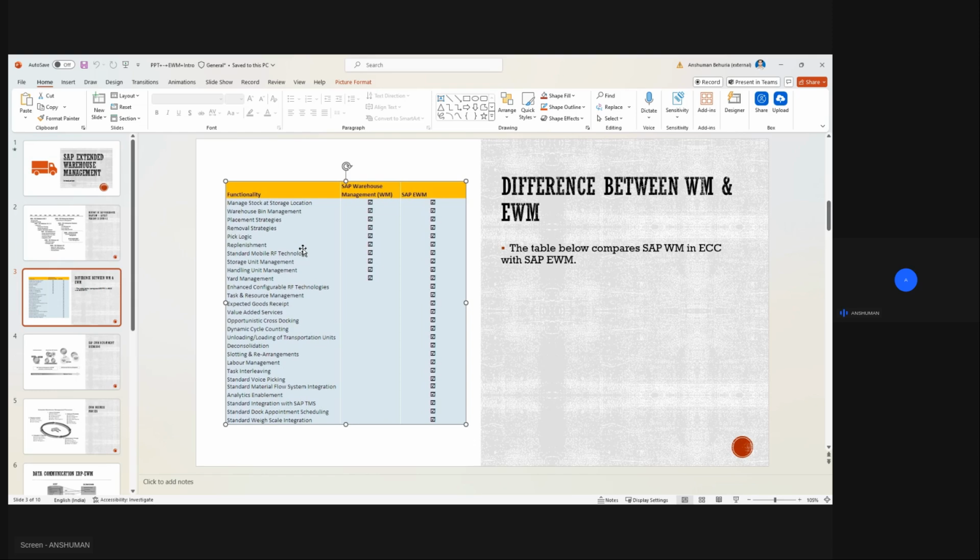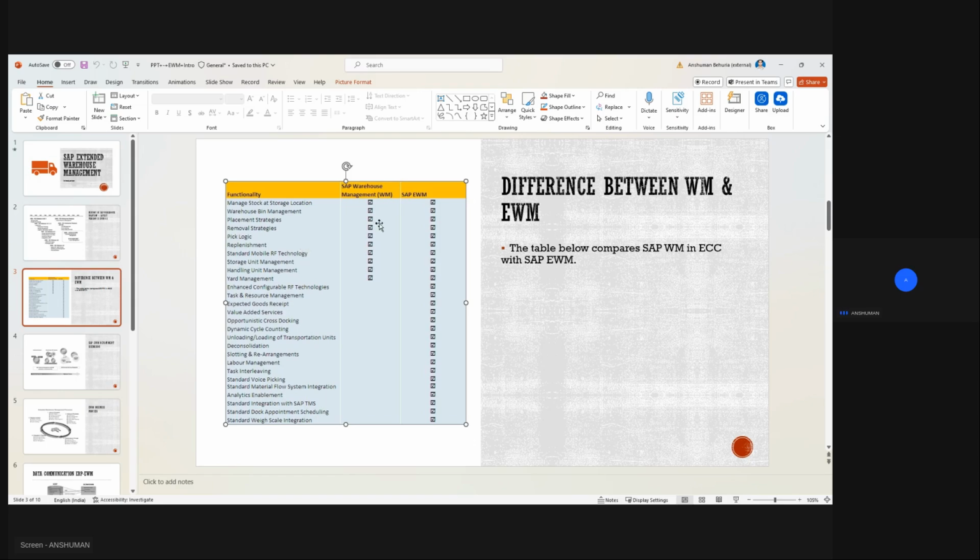Next is handling unit management. A handling unit consists of your material and your packaging material. If we combine both, it is called a handling unit. Inside a handling unit there will be packaging material and certain materials. We can manage that also under the SAP WM solution. These things are available in SAP WM and also in SAP EWM.